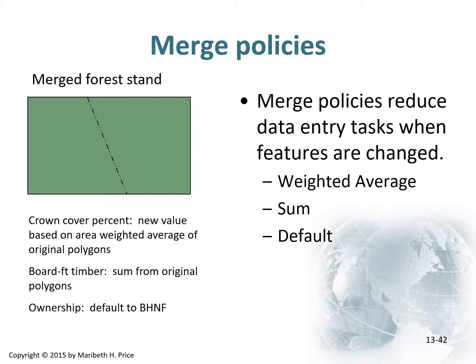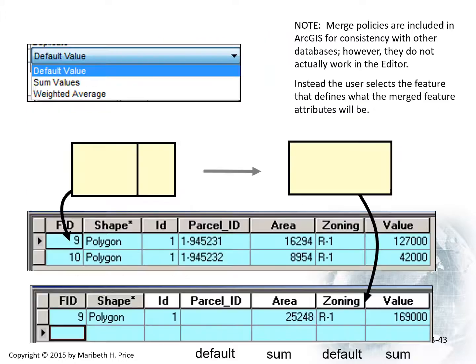Merge policies reduce data entry tasks when features are changed. It does things like weighted averages and sums and defaults. Any number of ways you can do this, but when you bring things together, you have to tell it what to do when it has different data. Merge policies are included in ArcGIS for consistency with other databases. However, they do not actually work in the editor. Instead, the user selects the feature that defines what the merged feature attributes will be.